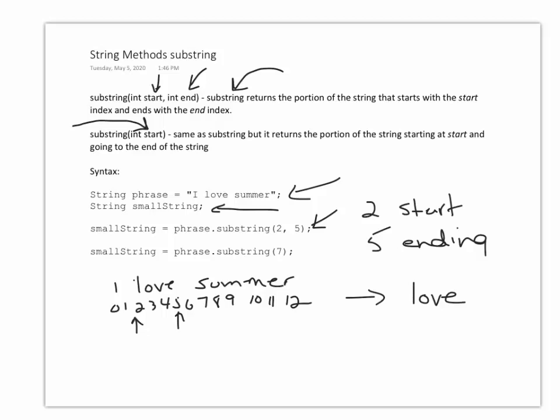Then in this second statement, we only give it a single parameter. So we're only telling it the start, which means it takes whatever is at the 7 value and goes to the end of the string. So here it would look at whatever is at the 7 value, and then everything in the rest of the string. In this second one, we're going to end up with a return of the word "summer".